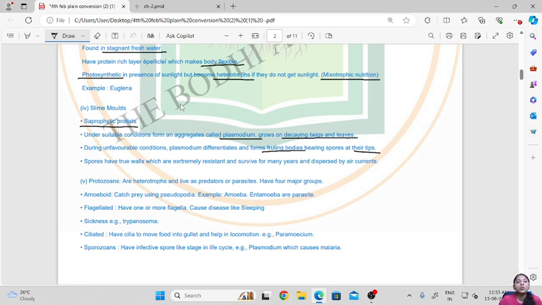The spores have true walls which are extremely resistant and survive for many years and are dispersed by air currents. So the spores which are formed are a means of survival. Okay, when the conditions are unfavorable, the organism will adopt a different phase through which it can survive. So this organism will form spores which have true walls that are very resistant, and they can survive for many years, and they are dispersed by air.